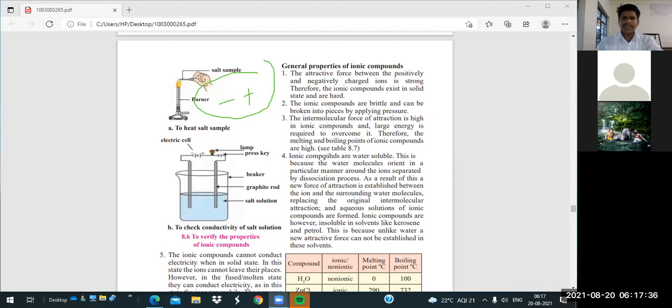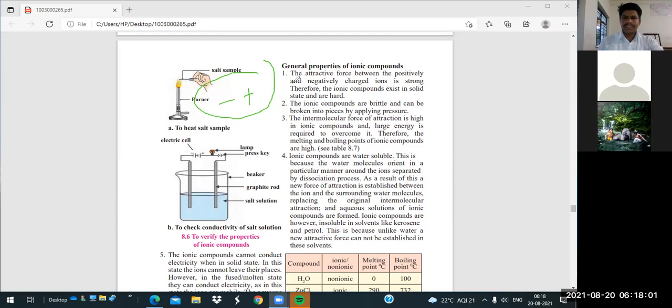Then the fourth one: ionic compounds are soluble in water. You can take a very simple example, our regular common salt. I'm telling the same example once again. When we put it in water, immediately it will start to dissolve. Normally we dissolve it with the help of a stirrer, but here it can dissolve in water without any help.